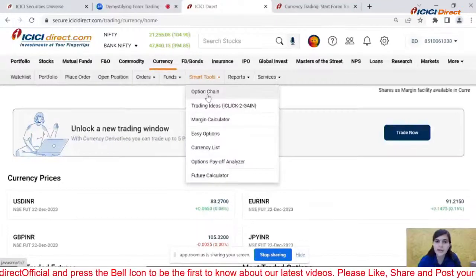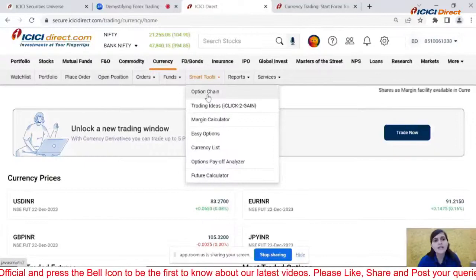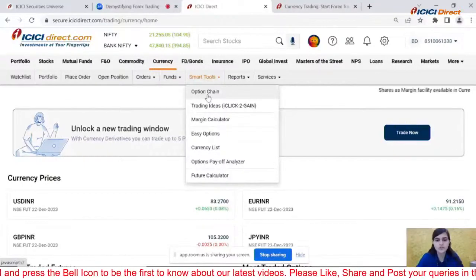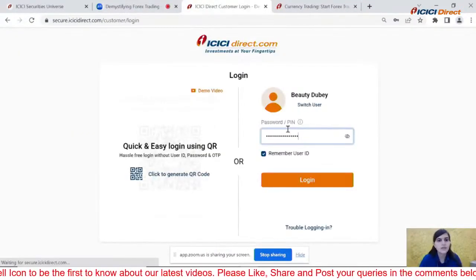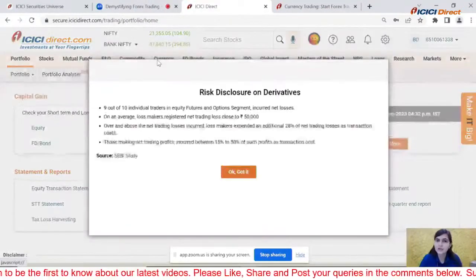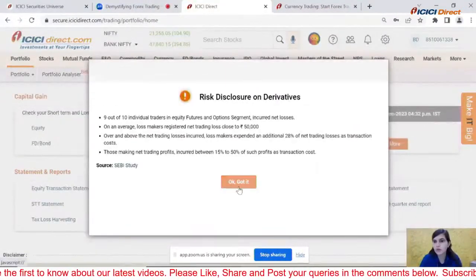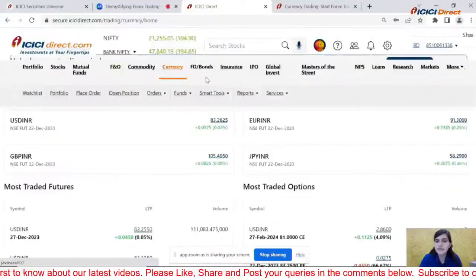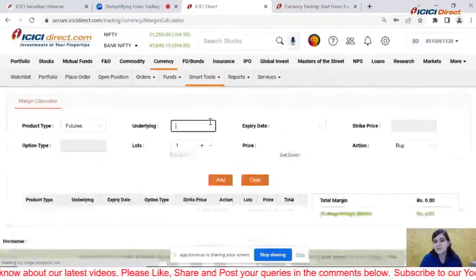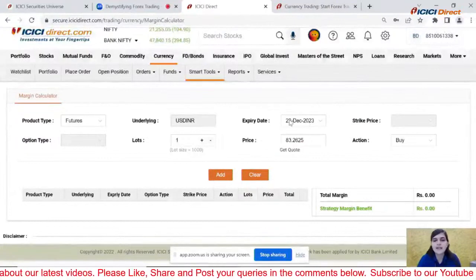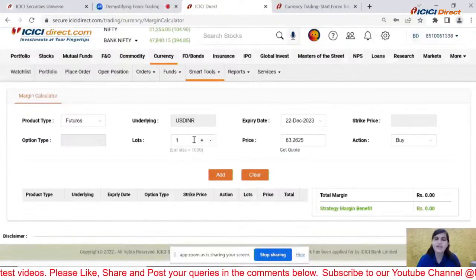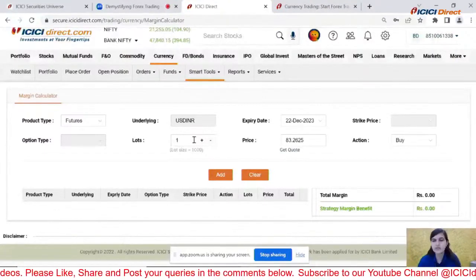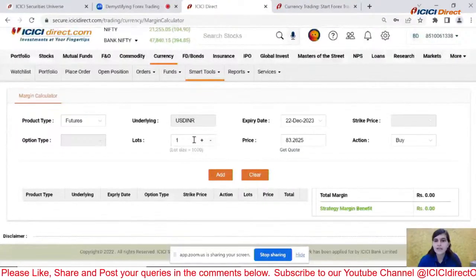So this is the currency. Go on the smart tools, go on the margin calculator, put in the value. If you want to buy futures, say USD INR futures, you know the expiry date, and put in the lot size, how many lots you want, what's the price at which you want to buy or sell, and you will get the margin amount which you have to pay. See, margin requirement in currency is very low. It is 2.5 to 5% only. Sir has already explained that in the presentation.